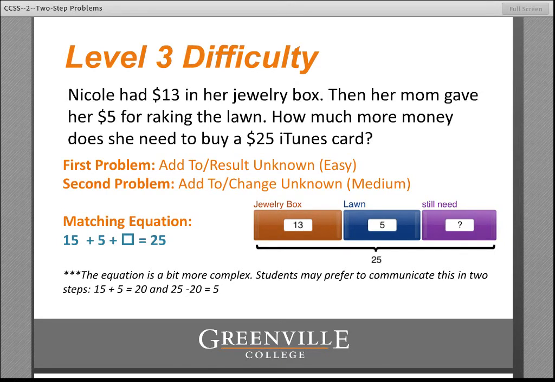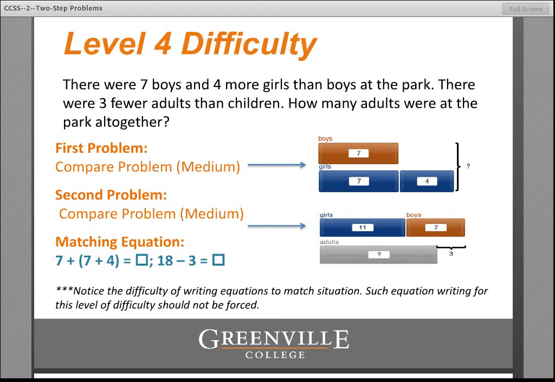Problems of level 4 difficulty are just for your most advanced learners. Children will need some really good modeling skills in order to be successful, because the mathematical relationships are harder to pull out of these problems. They combine two medium difficulty problems. So I have an example here.